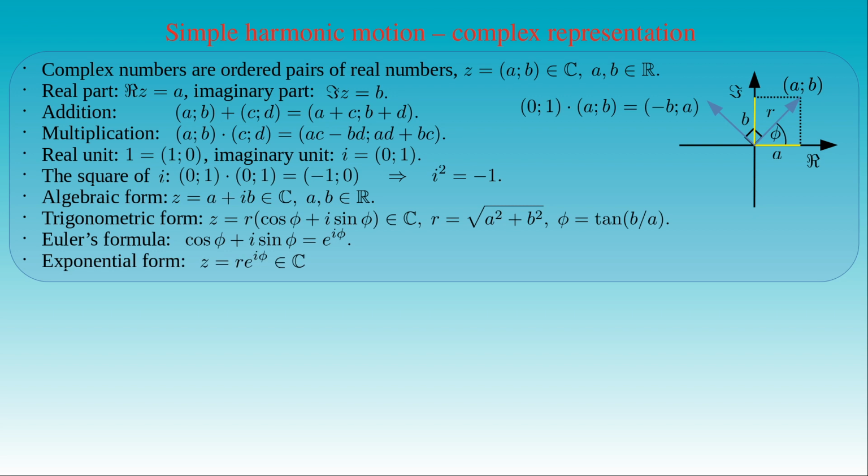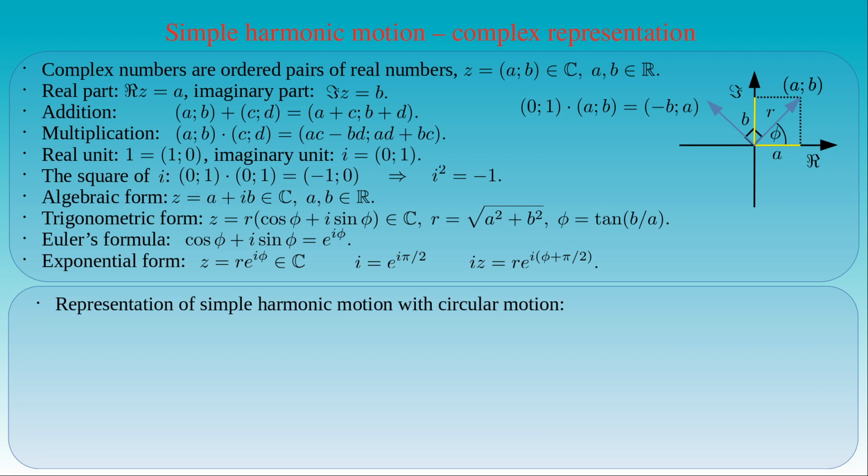The exponential form of the imaginary unit i is simply e to i times pi over 2. If we multiply a complex number Z having the magnitude r and angle phi by the imaginary unit i, then we obtain r times e to phi plus pi over 2, as a result of the complex rotation by 90 degrees. We have represented simple harmonic motion with uniform circular motion, where we used vectors revolving in circles.